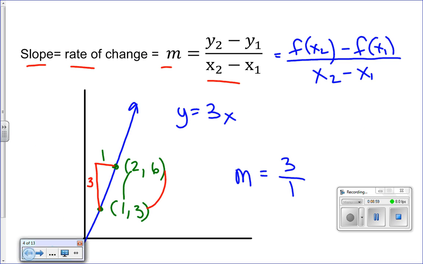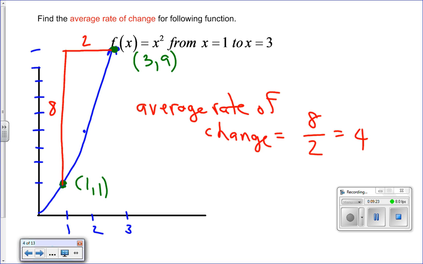If I go back to my prior example here of y equals 3x, if we would have done, let's say, 3, 9, I would still have gotten the same rate of change. I'm going to be rising 6, running 2, and because it's linear, I still get the same ratio, 6 to 2, 3 to 1. But with a nonlinear function, the interval is going to change your average rate of change values.